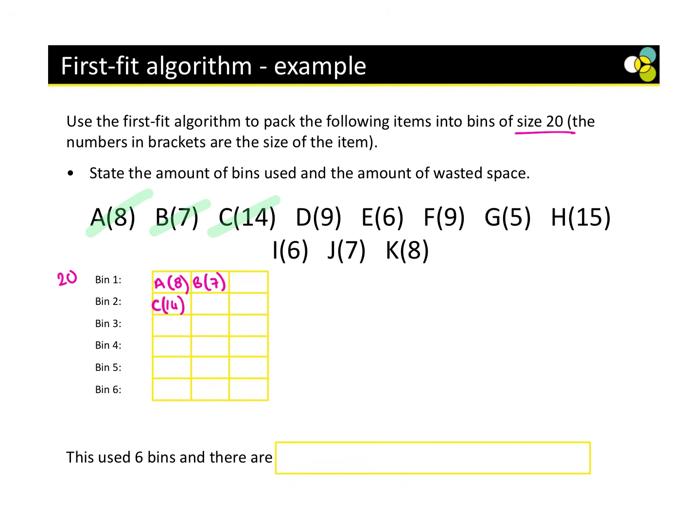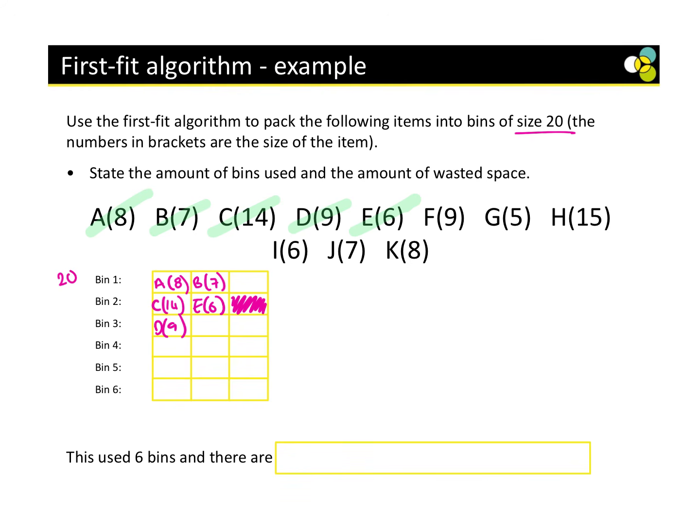The next one comes, it's 9. That's definitely not fitting in the first bin, because I've already got 15 here. I've only got 5 left. In this one, I've got 6 left. It's going to have to go into bin 3. Okay, the next one, 6. It doesn't fit in the first bin, because I've only got 5 left. In the second bin, it fits in. This bin is now full, so I'm just going to chop that bit off. It's a full bin, 20, done.